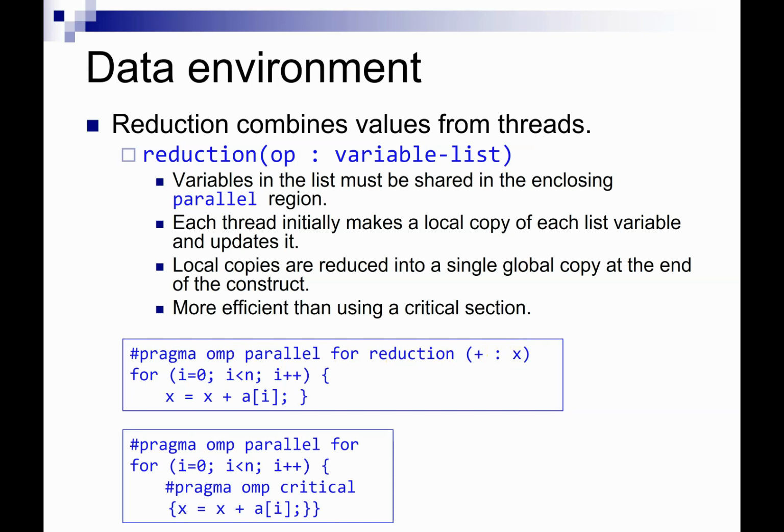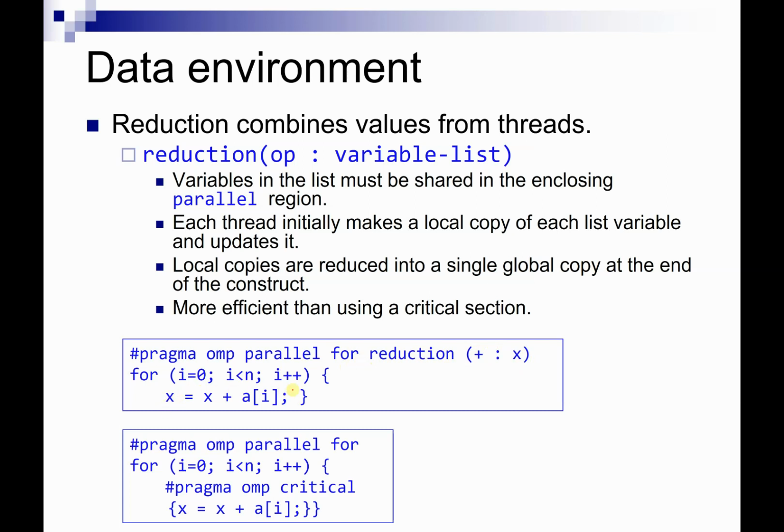Okay, let me go through this first. What's going to happen here is when you have this reduction clause, it's going to make multiple copies of x. Each thread is going to end up with one copy of x. So if you have, let's say, 4 threads, you're actually going to create 4 copies of x, and each thread will have its own private copy of x.